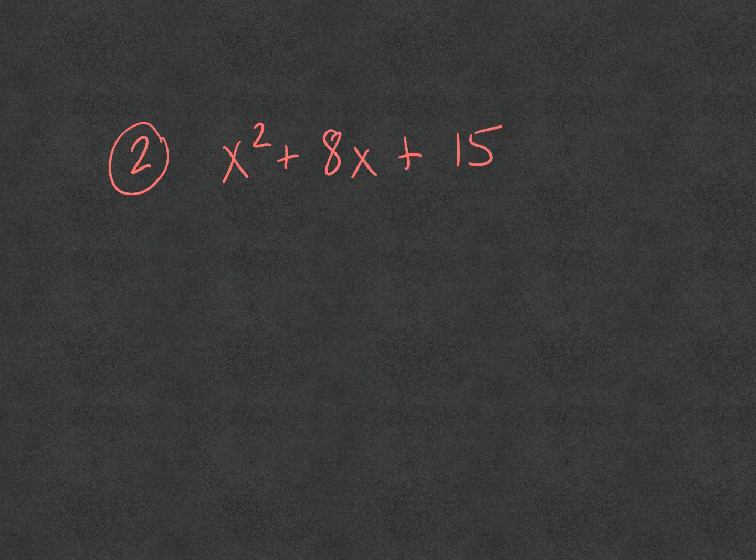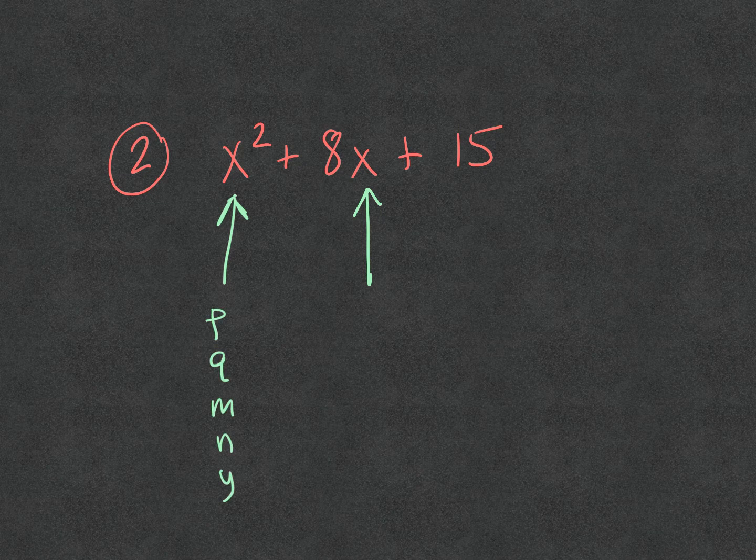Next step, we have x squared plus 8x plus 15. That should look very familiar. So we're really not going to be doing this one so much, except I want you to know that here, x is our most common variable, but you're going to see p or q or m or n or y or any host of letters. Don't be alarmed by a different letter or a different variable. So this is exactly the same.